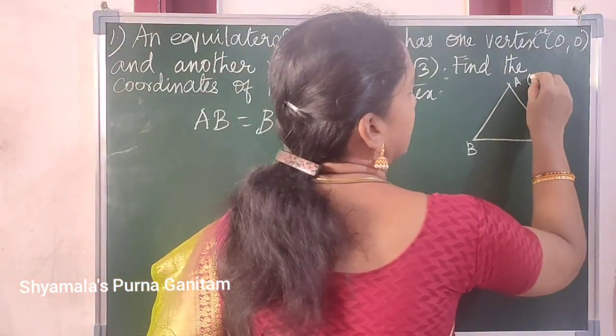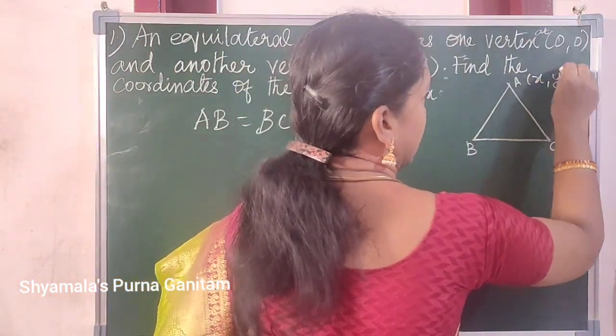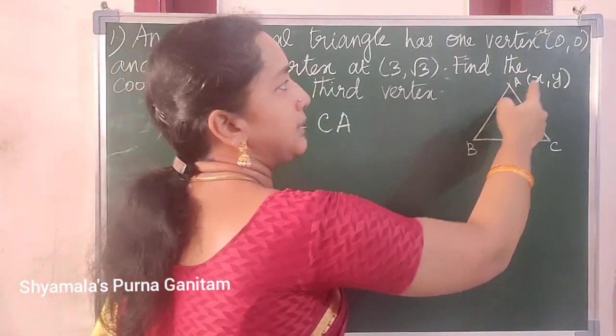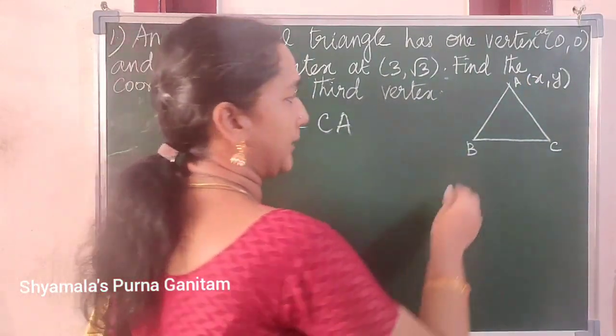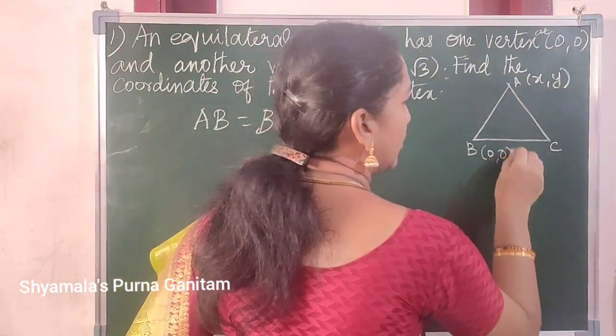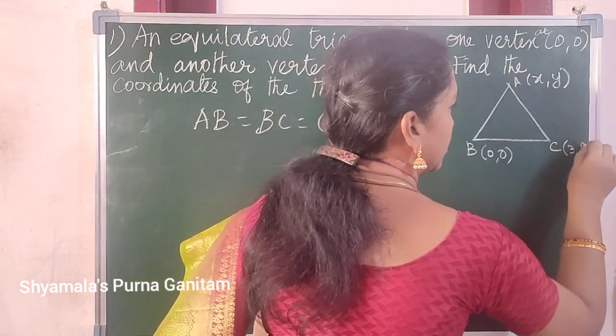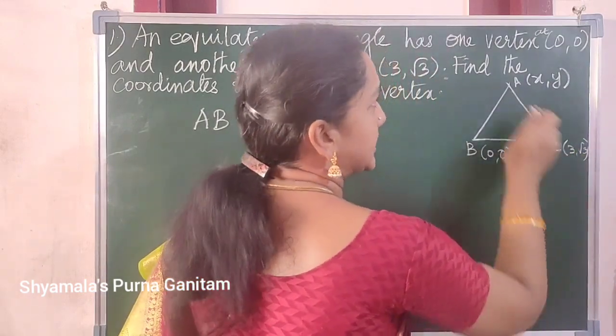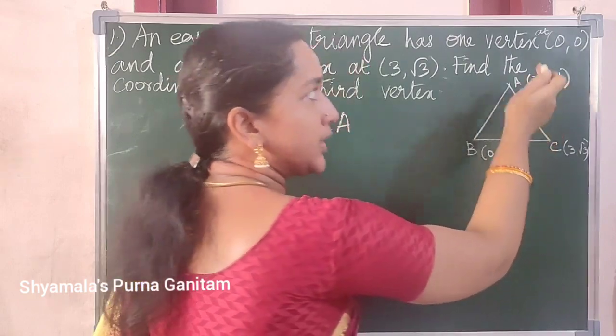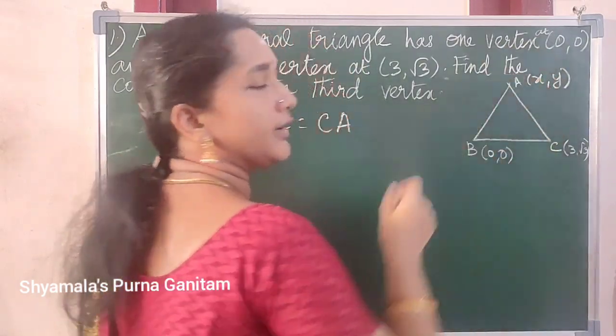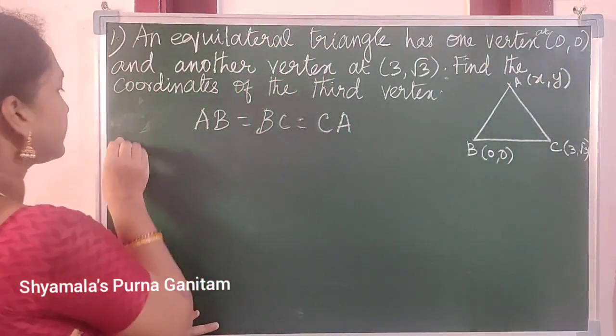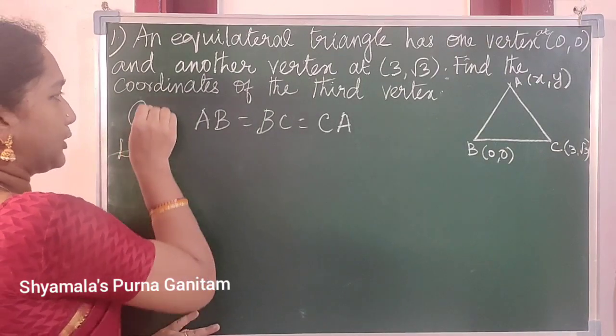I am taking x values. We are only asked to find the third vertex, so I am taking it as A (x, y). B is (0, 0) and C is (3, root 3). These two vertices are already given in the question. This one we are asked to find, so I will take it as (x, y).